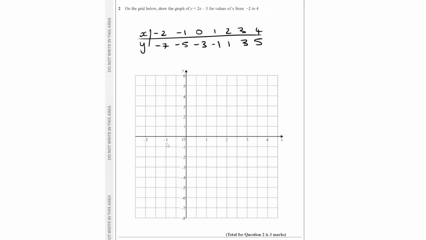And then obviously you just plot it. It's pretty straightforward from there, isn't it? Obviously it's linear. It should create a straight line. If it doesn't, then something has gone wrong. Five. Get your ruler, draw a line through it. And there you are.